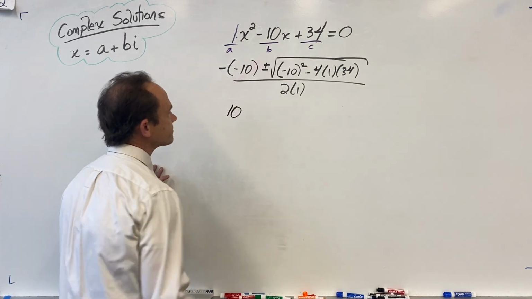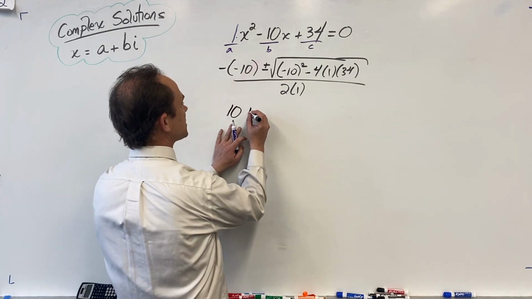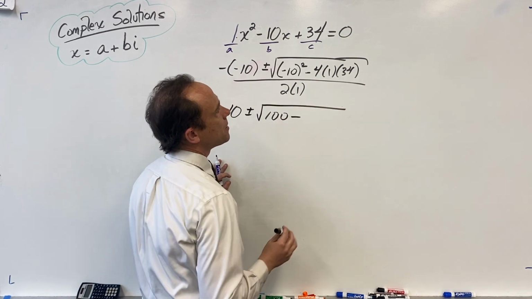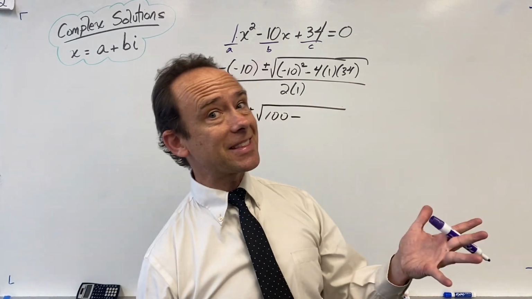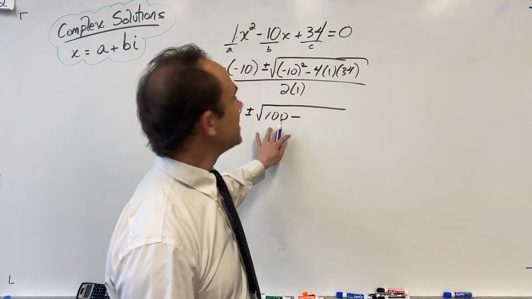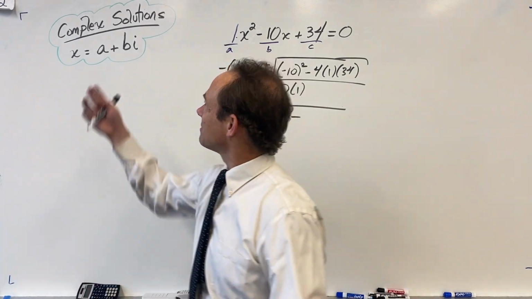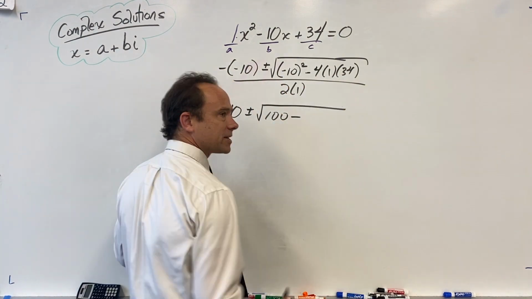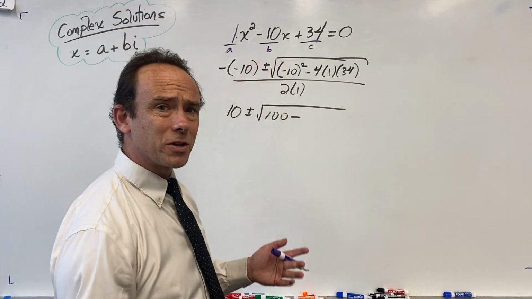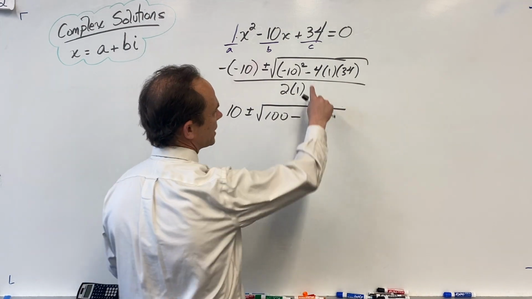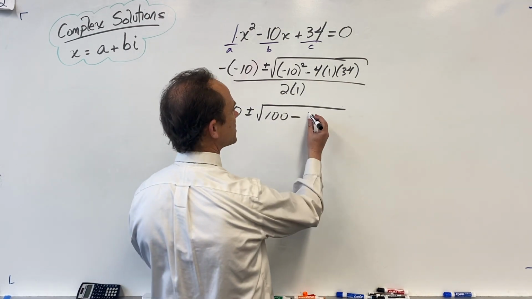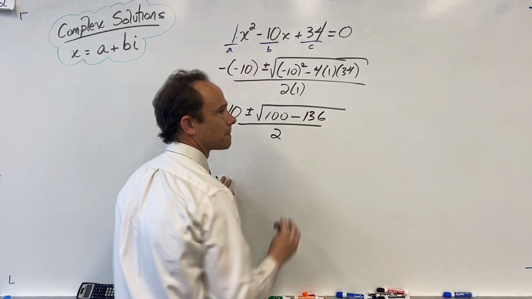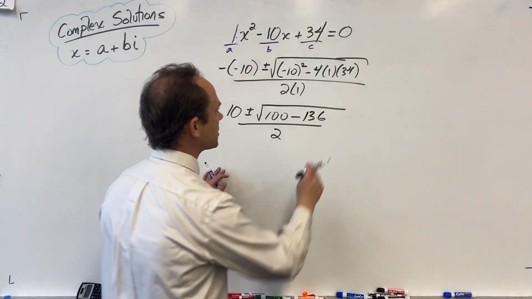All right. So we got 10 here, plus or minus the square root of 100 minus, now we should anticipate this number is going to be bigger than 100 because the square root has to be negative if it's going to have a complex solution. So what do we got? 4 times 30 is 120. And then we got 4 times 4 is 16, so that's 136. There we go. Gorgeous. Let's keep going this way.